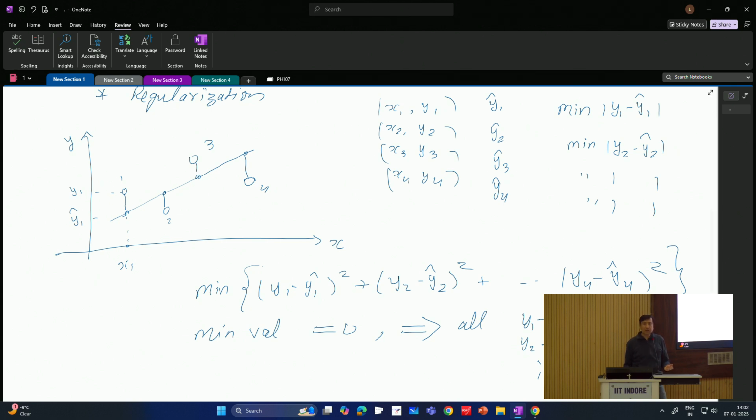So instead of working with multiple objective problems, we make a single objective function, independent of the number of points you are taking. We do it by taking the difference of the predicted value and the original value, squaring and summing all of them, and minimizing the whole thing together.